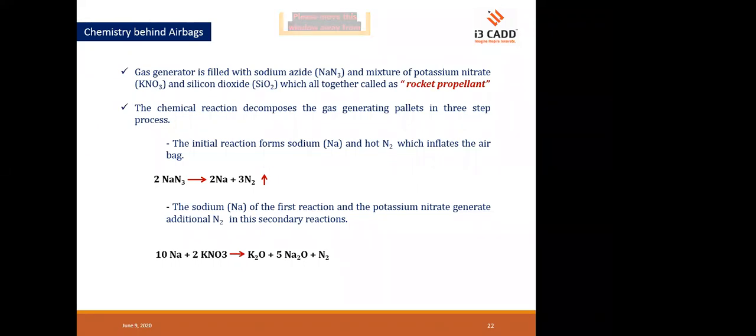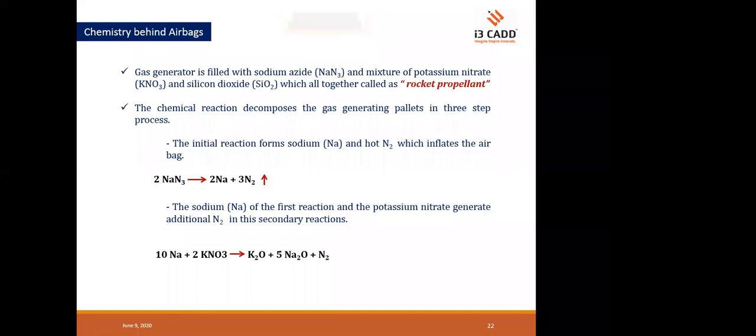Okay. The chemical reaction occurs in a three-step process here, right? The first reaction is the decomposition reaction. What is a decomposition reaction? A reaction which makes a chemical compound split into two or more products. A single chemical compound will split into two or more products under some influencing conditions like temperature and pressure. Right? Okay. The first reaction, what will happen? The igniter ignites the sodium azide. So what will happen now?